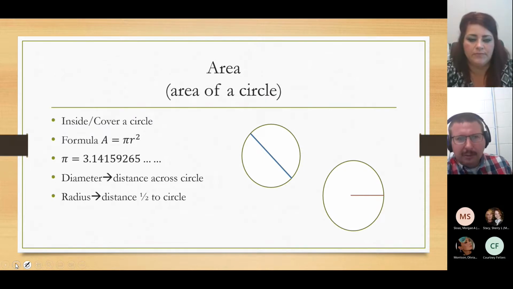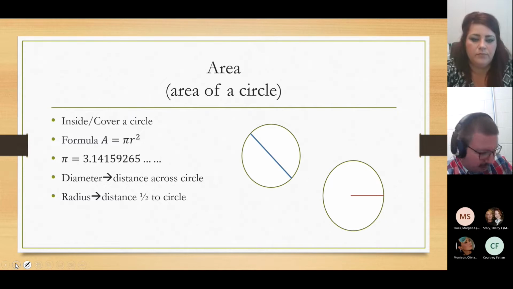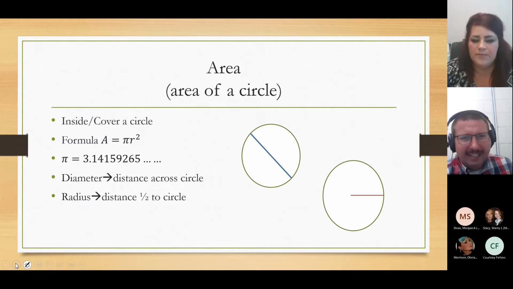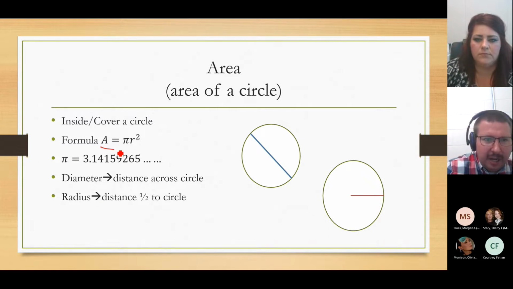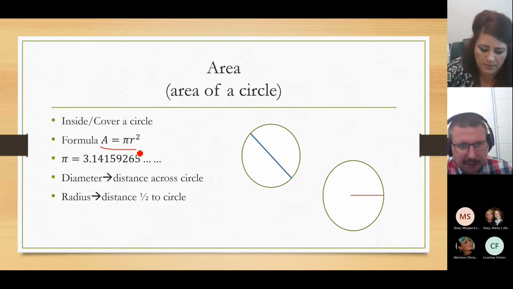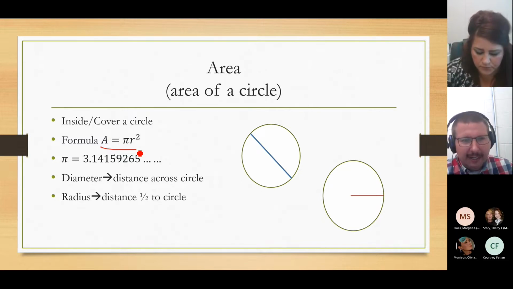I'm going to do one more little section and then we'll take a little pause for questions and review if we need to. Next one is about area. Remember, area is on the inside. But this time we have area of a circle. And this is the formula. Again, you did not have to memorize it because I give it to you. There's your pi again. This time we're going to use r, radius.